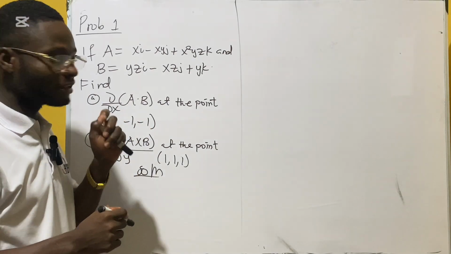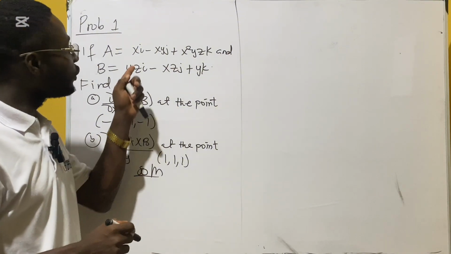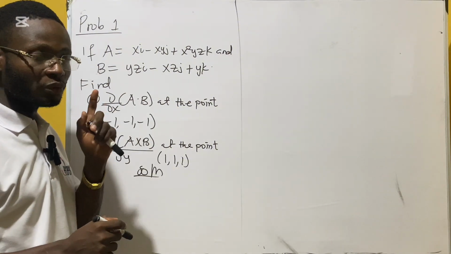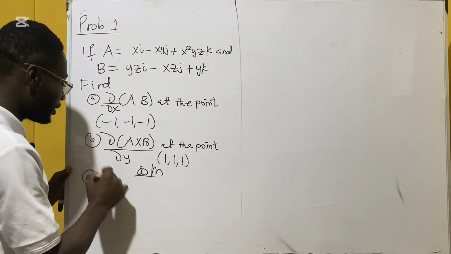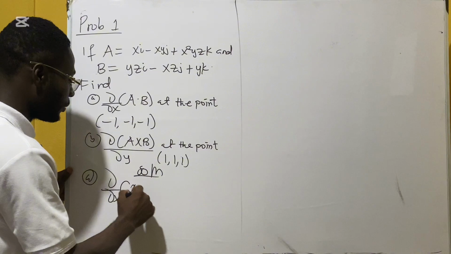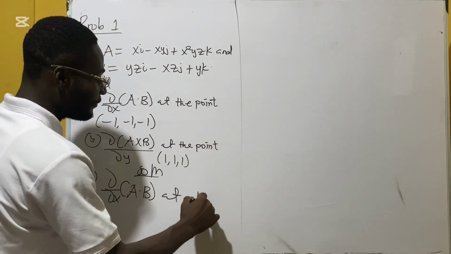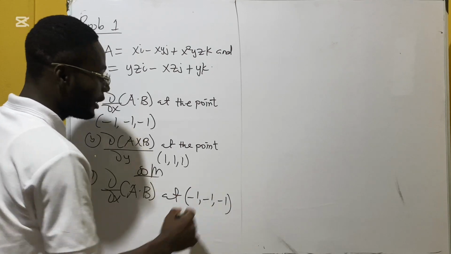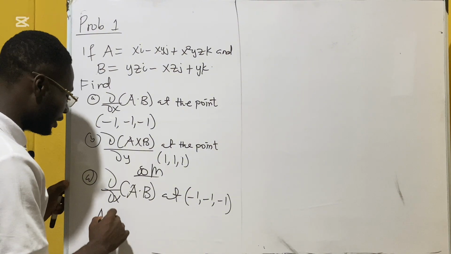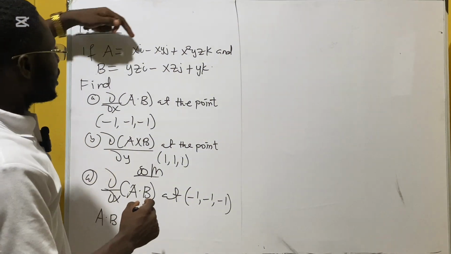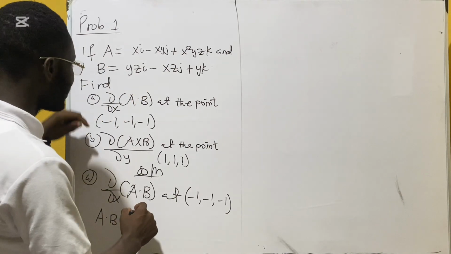We have to find the partial of A dot B with respect to x. So what we need first is to find A dot B. Dot of A and B first. That is what we need for the A part. So the partial dx of A dot B at (-1, -1, -1). We have to find A dot B first. So A dot B is equal to the dot of the position vector A and that of B.